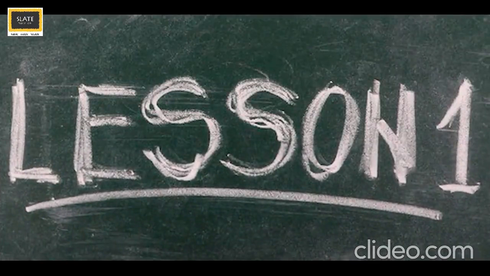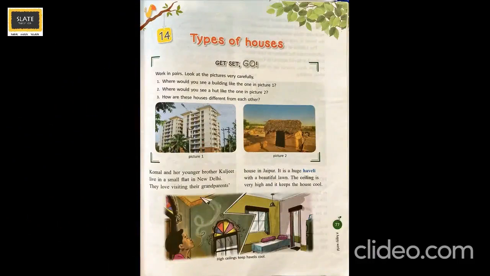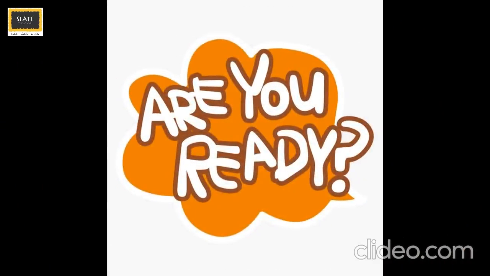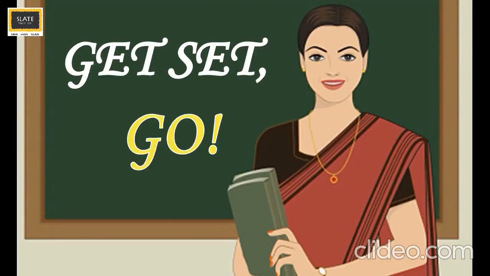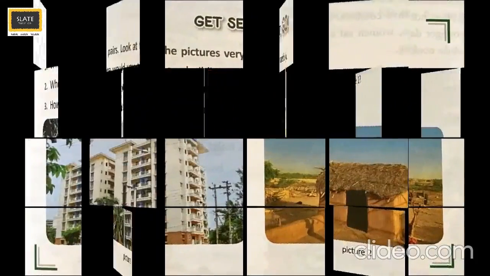Slaters, in the first lesson, we will be learning about different types of houses that we see around us. So Slaters, turn to page number 77. Ready? Now let's check the Get, Set, Go exercise given in the start of the lesson. Here they have asked few questions. Let's check them.